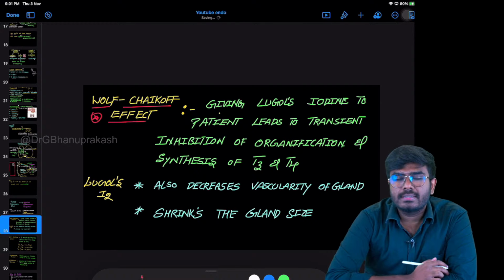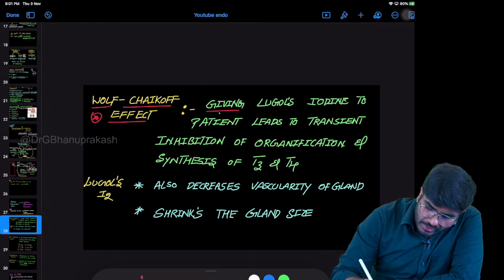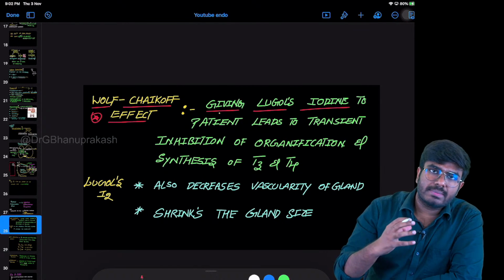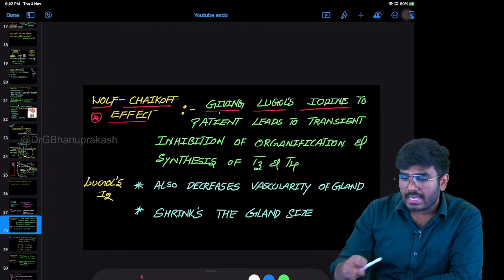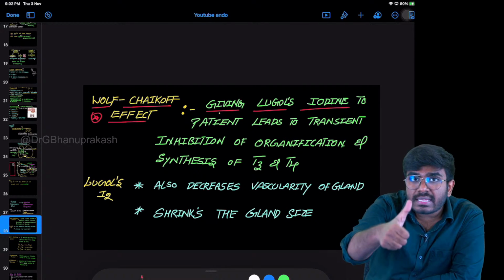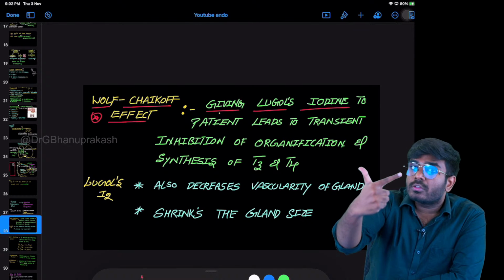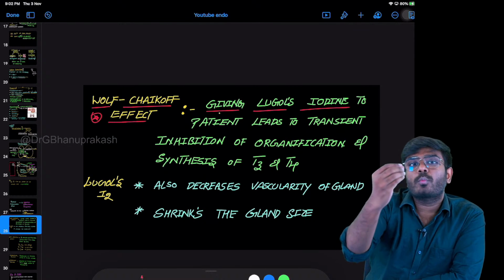So what exactly is it? Whenever you give iodine in high quantities, that will decrease the size of the thyroid gland. That will decrease the blood flow to the thyroid gland. So there will be a decrease in the T3, T4 hormone production.